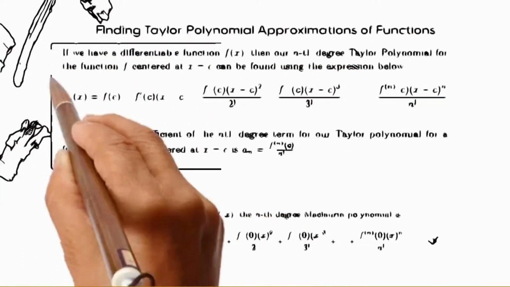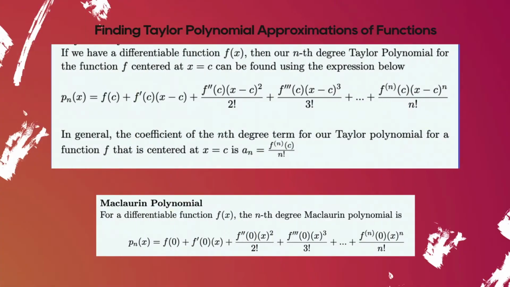Now, let's find Taylor approximation polynomials for functions. If we have a differentiable function f of x, then our nth degree Taylor polynomial for the function f centered at x equals c can be found using the expression below. Please pause the video and carefully look at and find patterns to remember this form. In general, the coefficient of the nth degree term for the Taylor polynomial centered at x equals c will be c plugged into the nth derivative divided by n factorial.